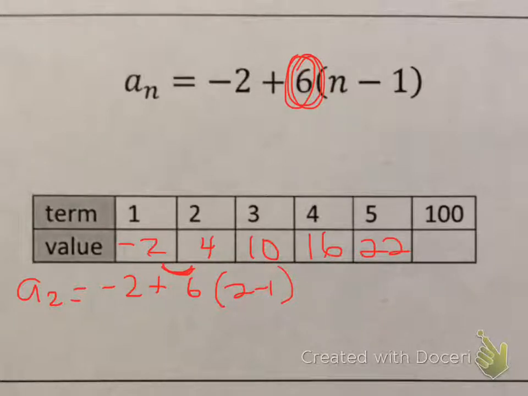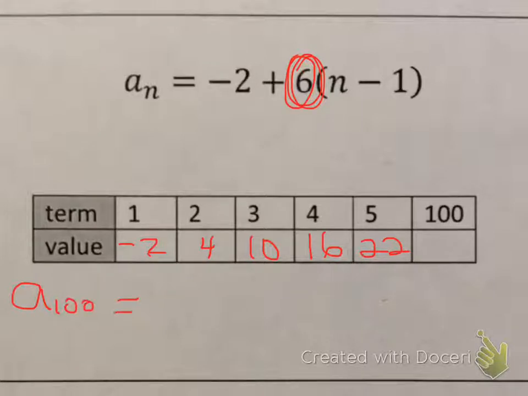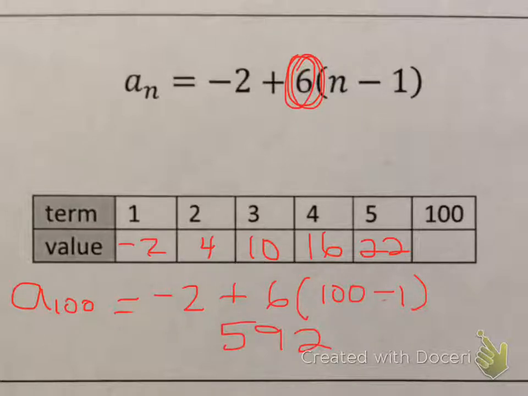But that 100th term, I don't want to do 100 of those to figure that out. So I'm going to come back over and I'm going to substitute it into my formula. So to find the 100th term, it will be negative 2 plus 6 times 100 minus 1. 100 minus 1 is 99. I multiply 99 by 6, and then add a negative 2 to it. So I get 592. So the 100th term of this arithmetic sequence is 592.